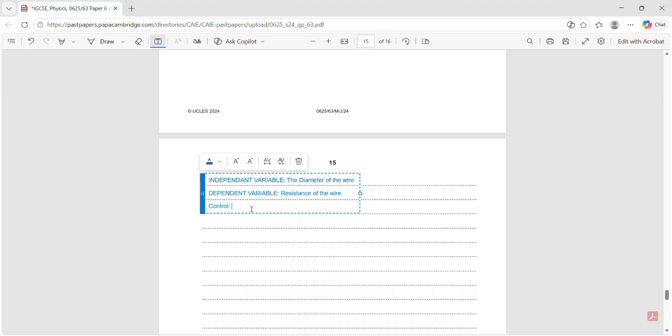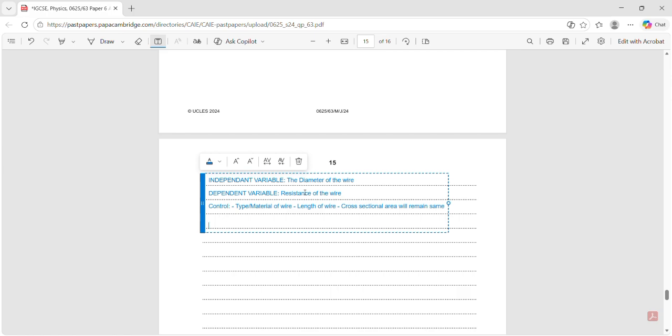So those will remain same. All of those things will remain same. So type or material of wire will remain same, length of wire will remain same, then cross-sectional area will remain same. So all of those things will remain same. Okay, then you have identified all of that.